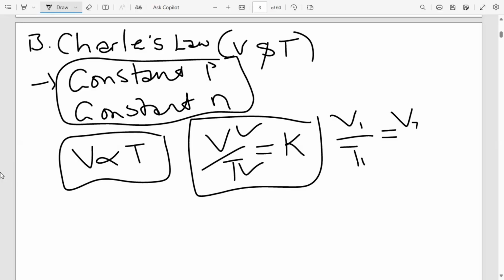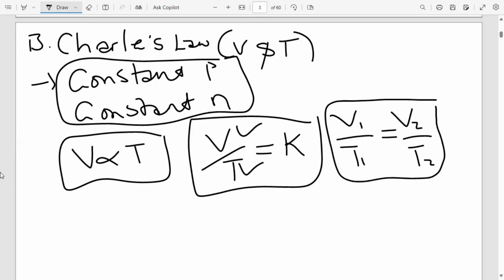to the same amount in increase. So V1 over T1 should be equal to what? Should be equal to V2 over T2. And this is what we call the Charles law. As simple as that. We've explained what the Charles law is. And we go to the third law.